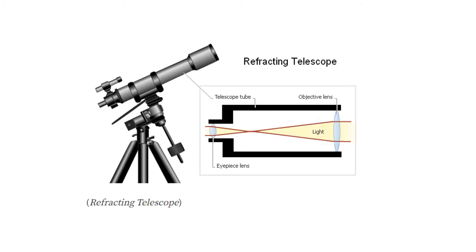This is the image as well as the diagram of a refracting telescope. Now you can see over here that you have a smaller eyepiece and you have a bigger objective. And you can also see the telescopic tube, which is movable, and you are able to move it to change the focal length.